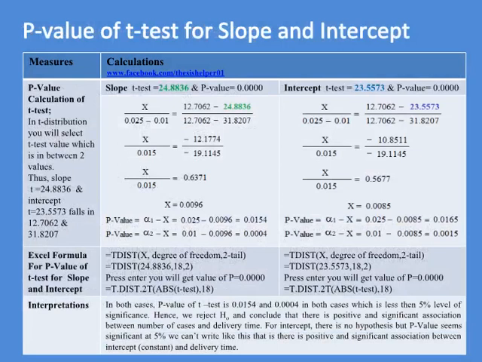In the t-distribution you will select the t-test value which is in between two values in the table. Thus, the t-test of slope value is 24.8836 and the t-test value of intercept is equal to 23.5573, which fall between 12.7062 and 31.8207. By putting all these values we get p-values of t-test of slope of 0.015 and 0.0004, slightly close to MS Excel results and significant at 5%.